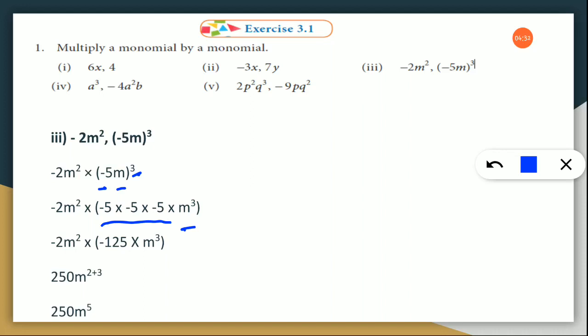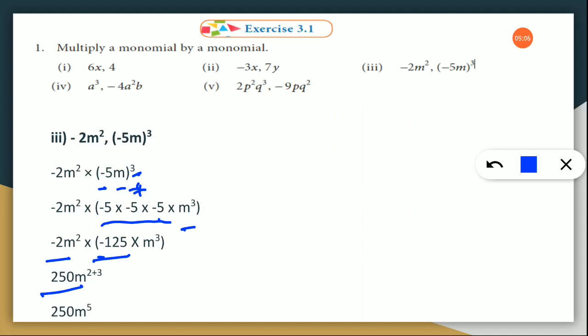Why minus 125? First two minus signs, if you are multiplying, you will get a positive sign. Okay, and then this plus into minus will give you minus. So we are writing minus 125 into m power 3. Now we are going to multiply this minus 2 and minus 125. So the answer is 250, and the powers are going to be added now since it has the same base. So 250 m power 2 plus 3, and the answer will be 250 m power 5.